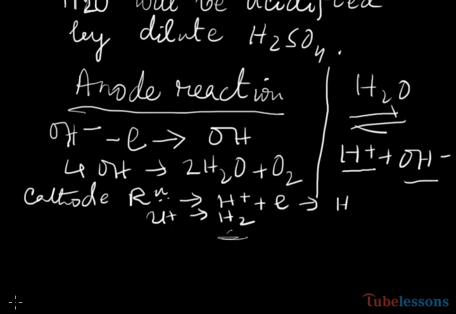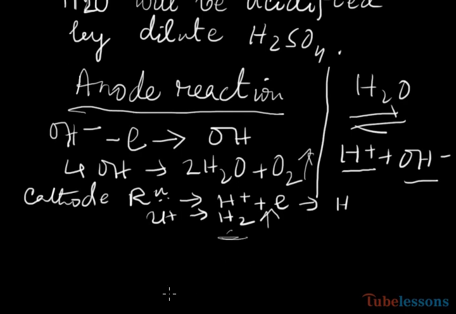So what are the products after electrolysis of water and where are they obtained? The products are oxygen and hydrogen. Oxygen is obtained at the anode. Oxygen is a gas, you give the symbol of oxygen, and hydrogen is a gas, symbol of hydrogen. This will be obtained at the cathode, and this is electrolysis of water.